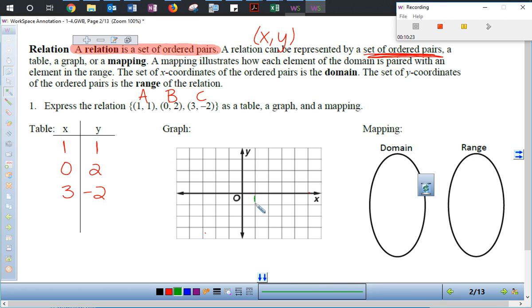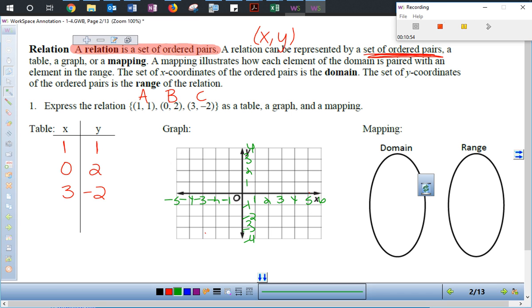That means this guy would be 1, this would be 2, 3, 4, 5, 6. And then this would be -1, -2, -3, -4, -5. And we can count up 1, 2, 3, 4, and down -1, -2, -3, -4. Now that we have a scale, we can take these 3 ordered pairs and plot them on our graph.